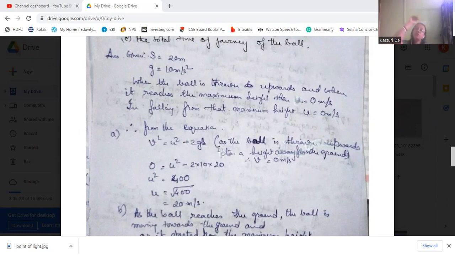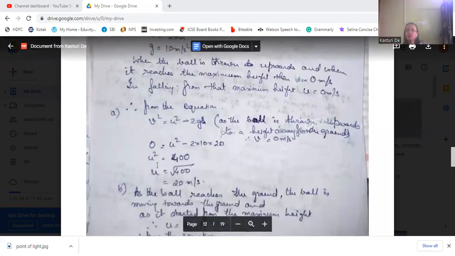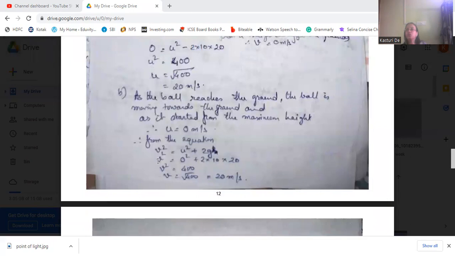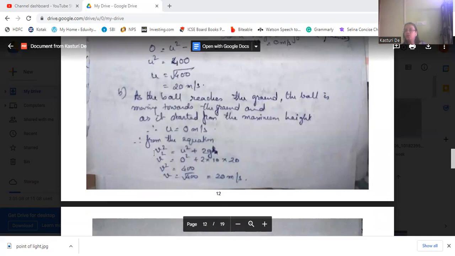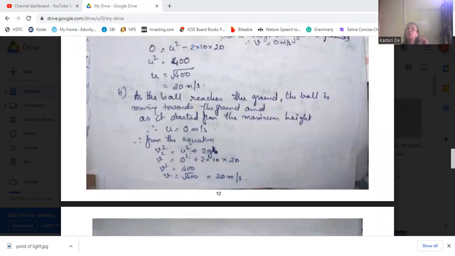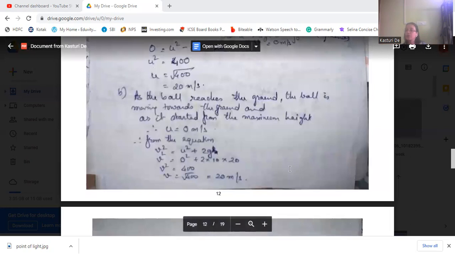Now, as the ball comes down towards the ground, what happens? When it reaches the maximum height, the final velocity becomes 0. From there it is coming down, so its initial velocity becomes 0. The formula will be v square is equal to u square plus 2gs, because it is coming down towards the ground, in the direction of the gravitational field. So here also the final velocity becomes 20 meters per second.